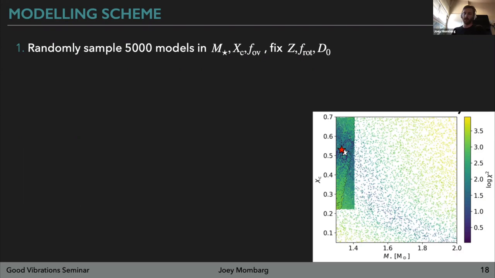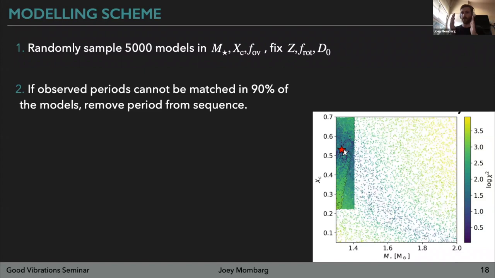Secondly, it sometimes could happen that you have radial orders in your observed pattern which are not part of the training of the neural network. So in that case, if in 90% of the cases we cannot match the specific radial order, we just automatically toss it from the observations. But this rarely happens, only for a few stars.